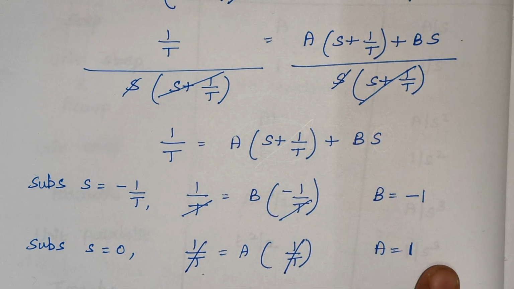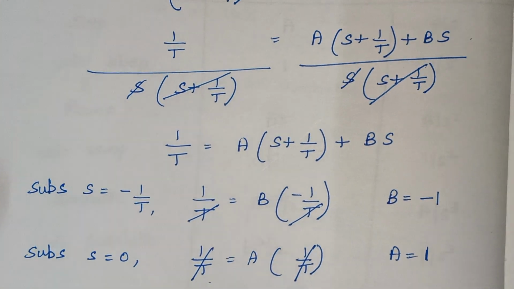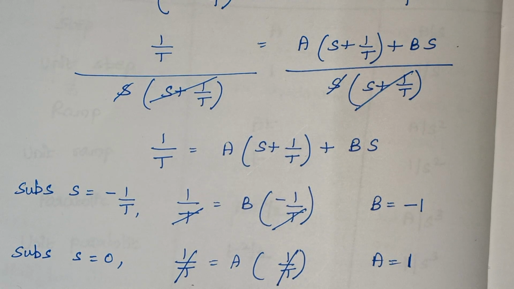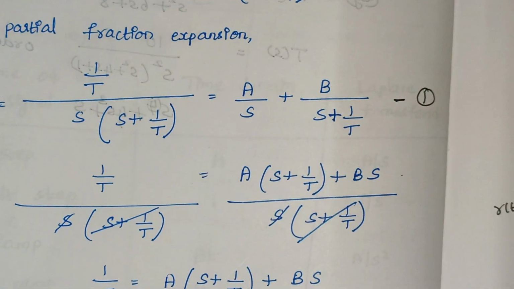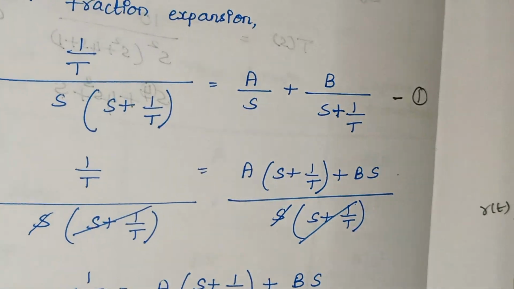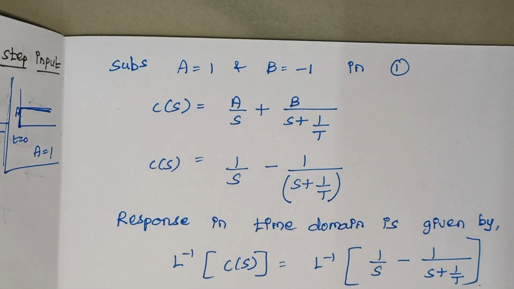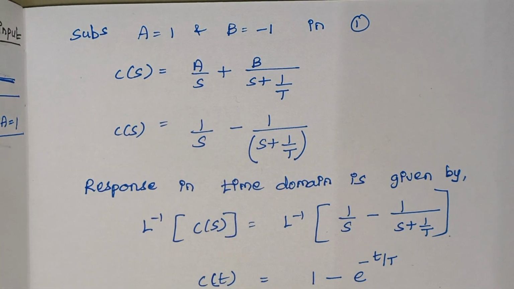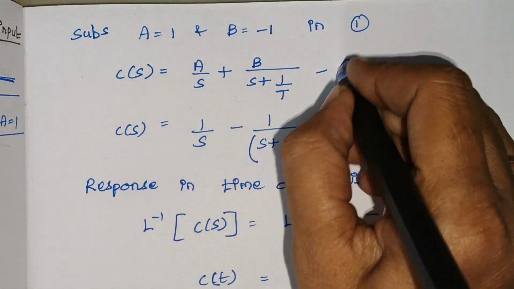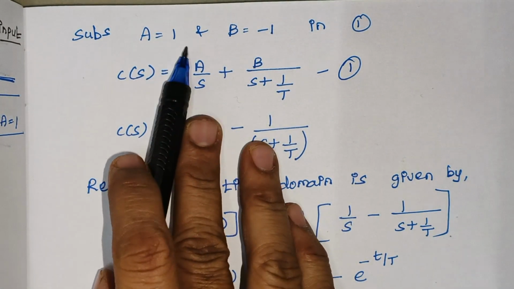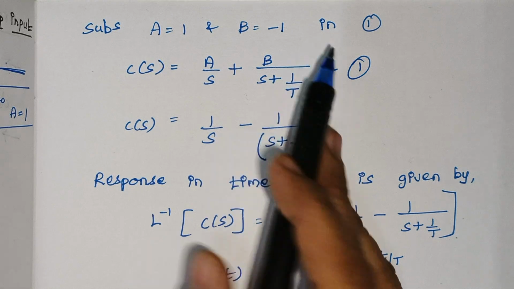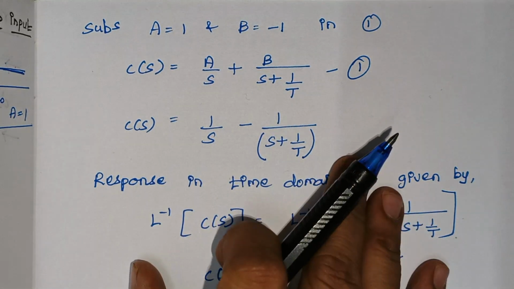Right. Now, we are going to substitute the values of a and b in equation number 1. So this is your equation number 1. The value of a is 1 and b is equal to minus 1. So just substitute the values here.